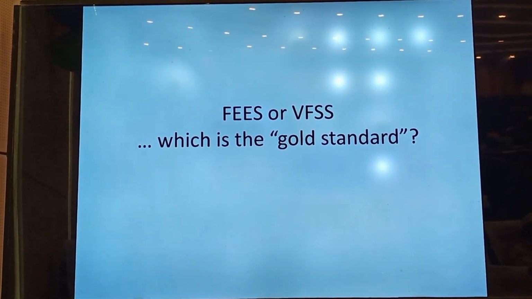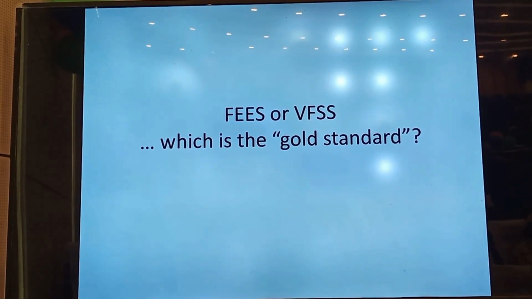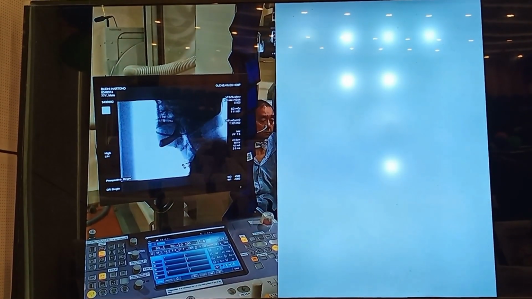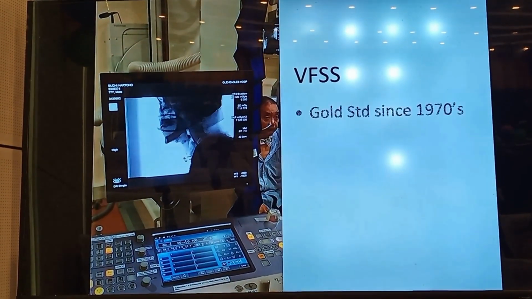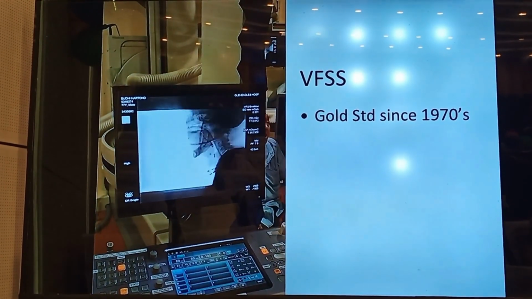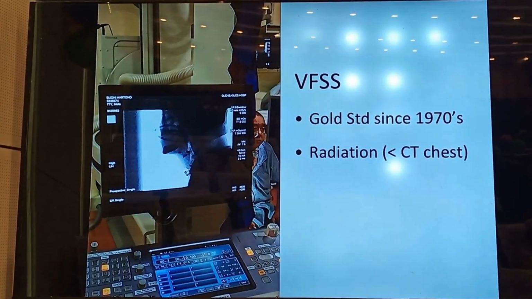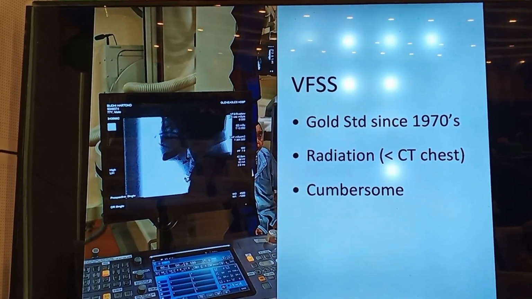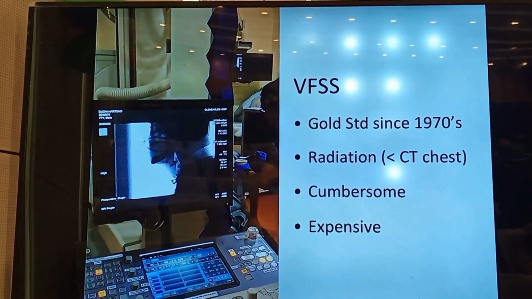What about comparing FEES with video fluoroscopic swallowing studies, which is the gold standard? So this is a picture of a video fluoroscopic swallowing study being carried out. And this was long considered to be the gold standard since the 1970s, but it is being overtaken by FEES as the preferred option. It involves radiation, although low doses. It is cumbersome, and it is more expensive than just examining swallowing with the endoscope.